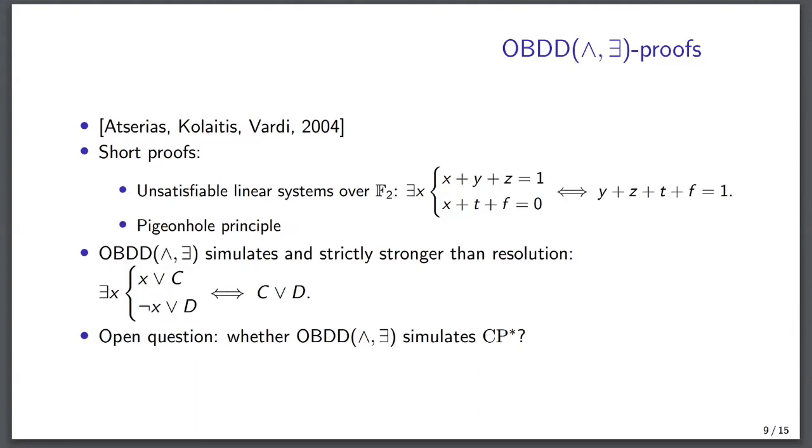I put this star because I mean cutting planes with small coefficients, because if we have small coefficients, that linear inequality can be represented as a small OBDD. Small means 0, 1? Small means bounded by some polynomial in the number of variables.